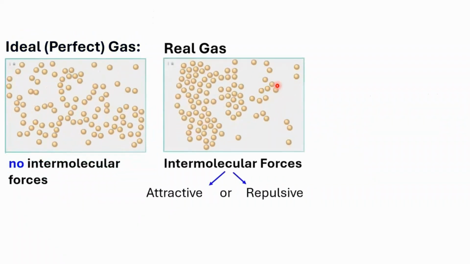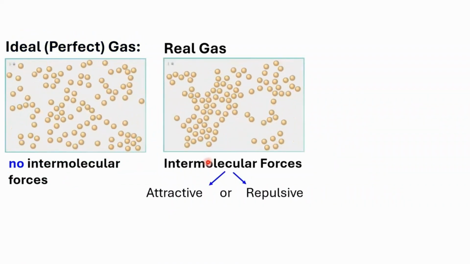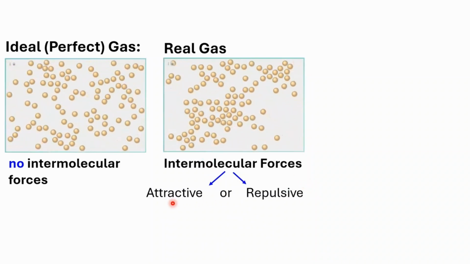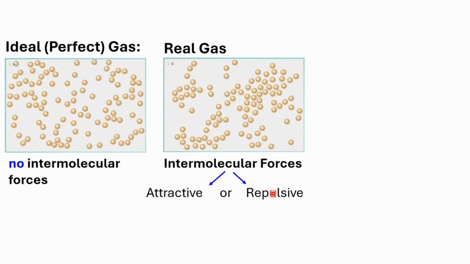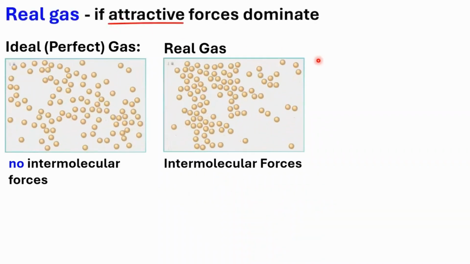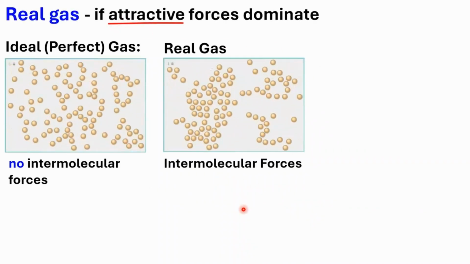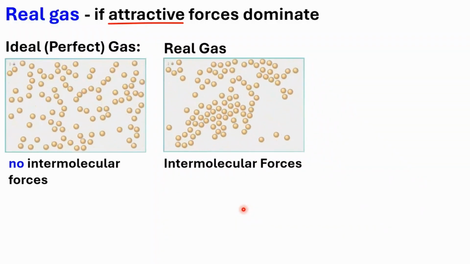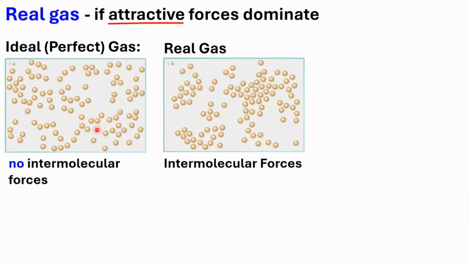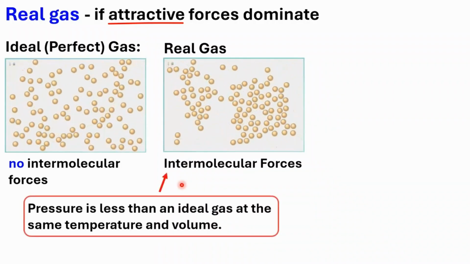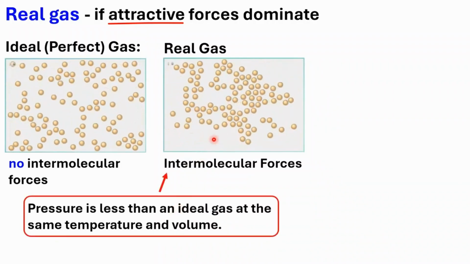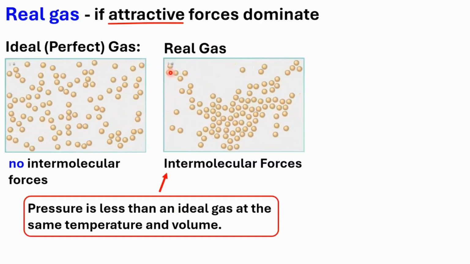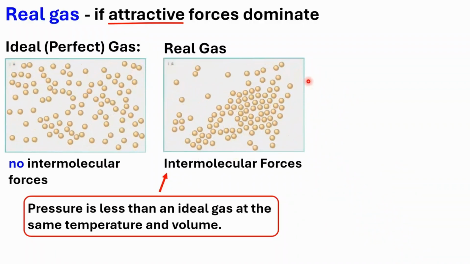Now, let's compare that to a real gas where there are intermolecular forces, and those forces can be either attractive or repulsive. If attractive forces dominate, then there's stickiness between the molecules. They attract each other and they kind of pull themselves in a little bit. So if we compare an ideal versus a real gas, the pressure of the real gas is going to be less at the same temperature and volume because there are fewer collisions against the edge of the container.